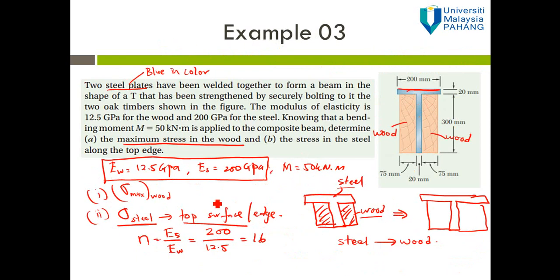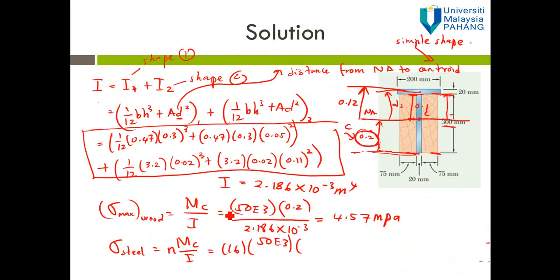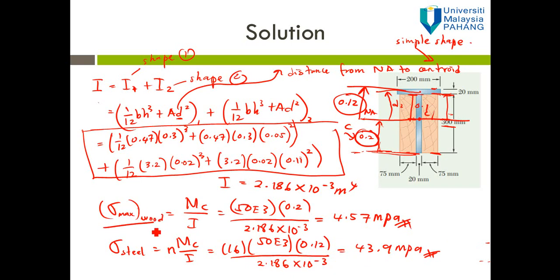Go back to the question. The question is asking for the stress at the top surface, so we have to take the distance from the neutral axis to the top surface, which is equal to 0.12 over I. I equal to 2.186 times 10 to the minus 3. So it is equal to 43.9 megapascal. So we finish. That is the maximum stress for the wood, and that is the stress for the steel.